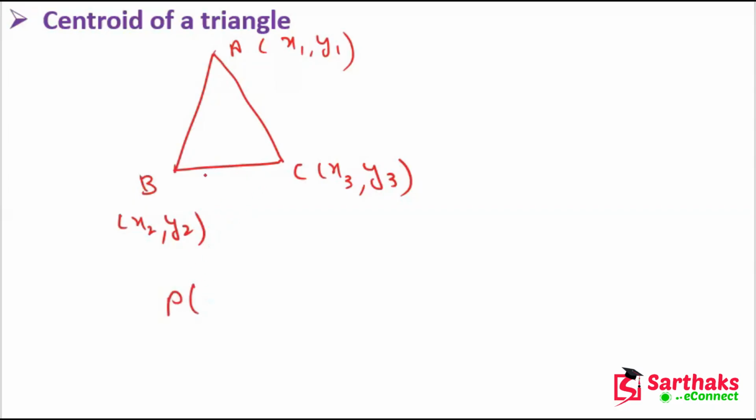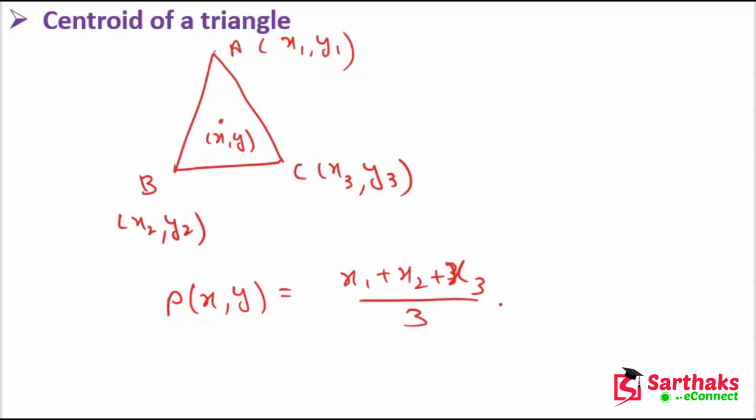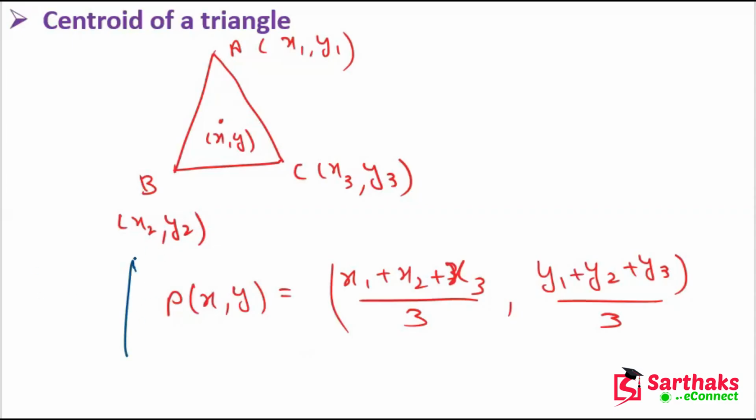Then the coordinates of its centroid P(x, y) are given by: x is (x1 + x2 + x3) divided by 3, and the y coordinate is (y1 + y2 + y3) divided by 3. I hope you understand this. So this is the formula of the centroid of a triangle.